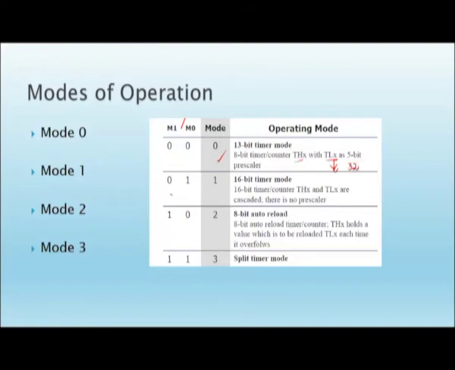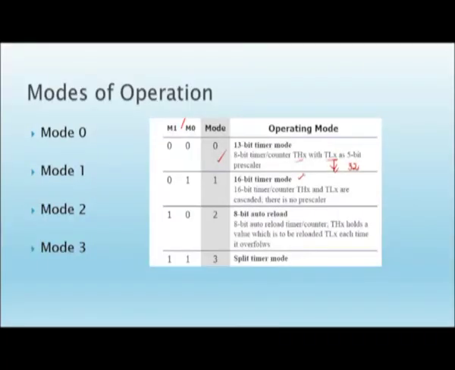The next one is 0 1. When the bit position is 0 1, it represents mode 1. If mode 1 is selected, you can use it as a 16 bit timer, right. So, whenever you want to initialize a 16 bit value, you have to select mode 1. In that case, you can load both TL and TH with your required values, with no need of prescaler values.